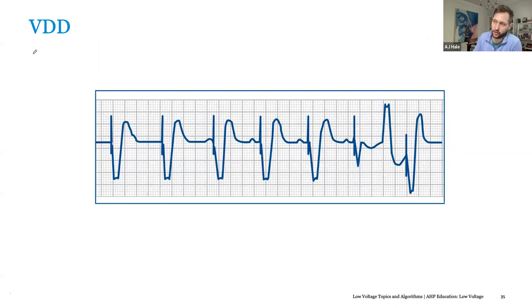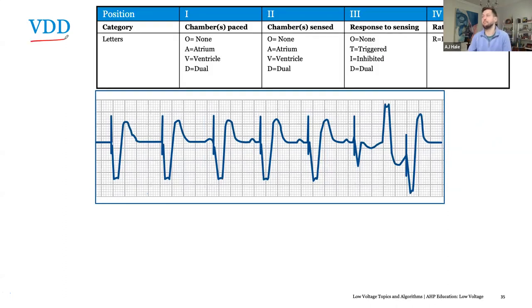Here's kind of a weird one. We talked about this last week, but we'll go over it again: VDD. You have ventricular based pacing, you have sensing in both the atrium and the ventricle, and you have responding to that either with your ability to trigger or inhibit. If something occurs in the ventricle, it will withhold the ventricular pace. If something occurs in the atrium, it could trigger the device to go ahead and track that, which is called atrial tracking. Once again, this is not a common form. You tend to see DDD as the manifestation of this.